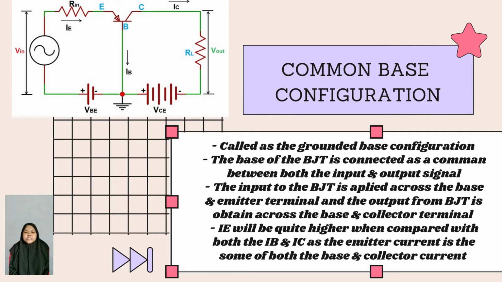It will be quite higher when compared with both IB and IC, as the emitter current is the sum of both the base and collector current.